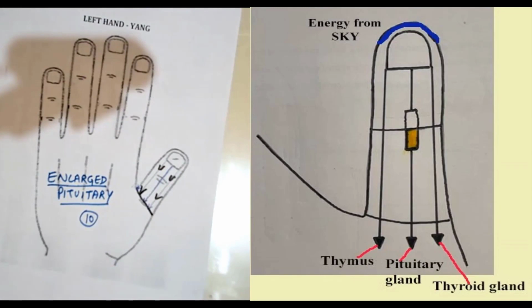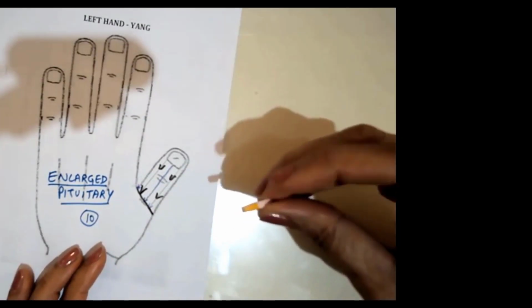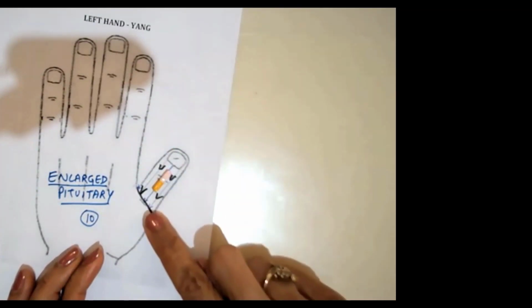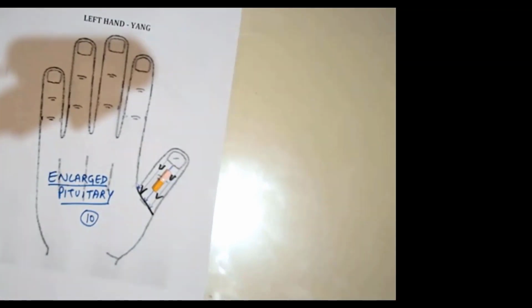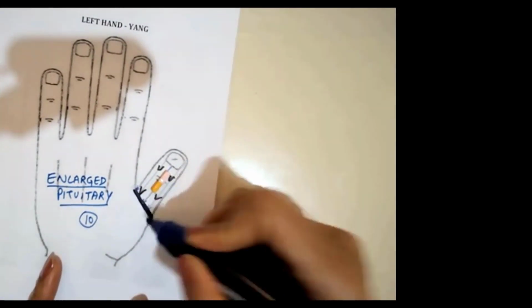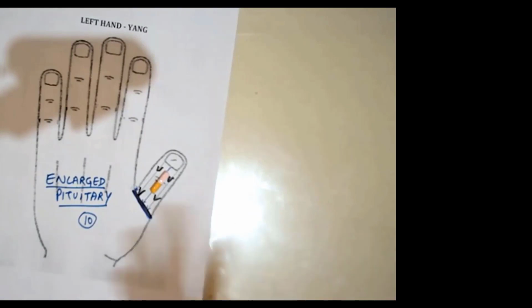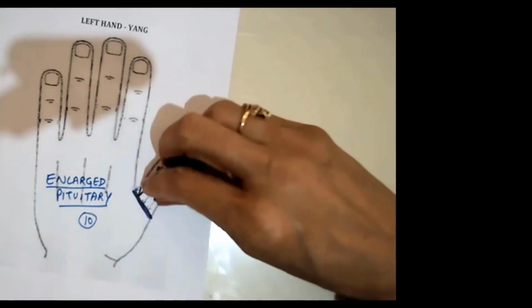Now, because the pituitary gland is enlarged, we have to sedate the pituitary meridian to treat it. And to sedate it, the yellow part, the south pole of the magnet, should be towards the energy gate. This is the energy gate, and the yellow part of the magnet has to be towards the energy gate. So this is sedating your pituitary gland for a case of enlarged pituitary.